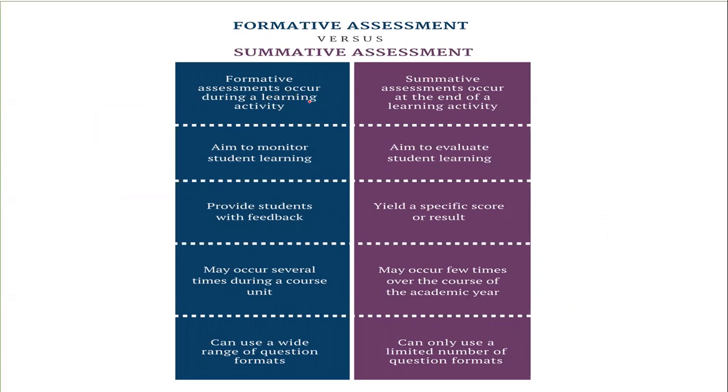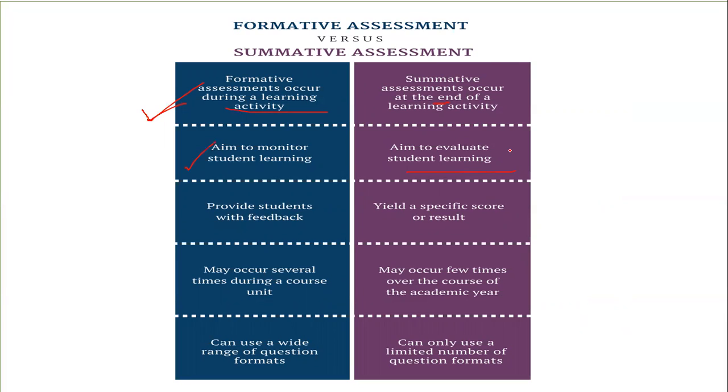Formative assessment occurs during a learning activity, whereas summative is at the end. So this is the process which is continuous, and that which is at the end. Formative aims to monitor the students' learning, whereas summative aims to evaluate the students' learning. One is just to understand that things are going correctly, with continuous feedback given, and at the end, the assessment we take is called summative.